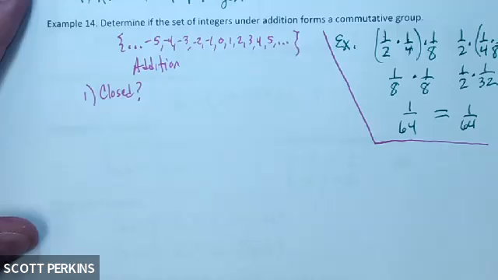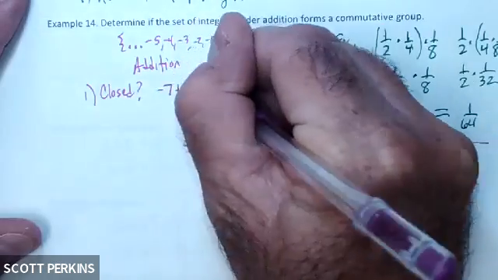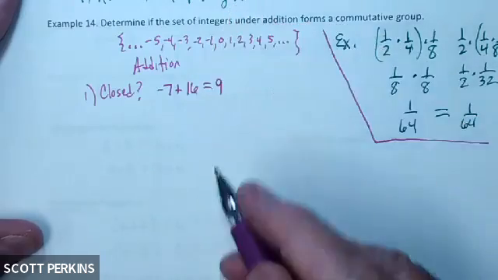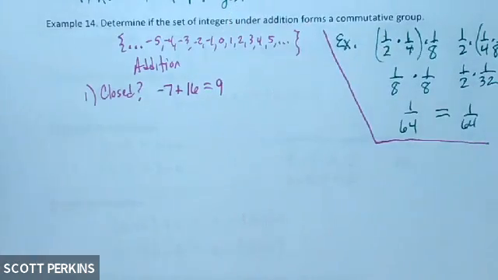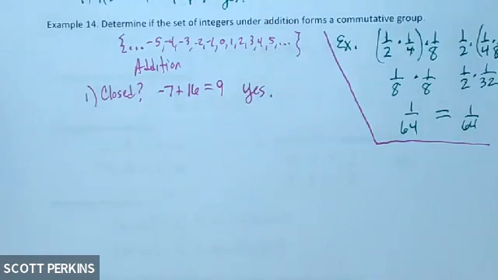Okay, so the first thing is this closed? I believe this is a problem we did earlier. If I take any 2 integers and add them, do I get another integer? So I'm just going to pick an example. So if I take -7 plus 16, those are both integers. And -7 plus 16 is 9. 9 is an integer. Any example that you have out there should do the same. And so, yes, the integers are closed under addition.